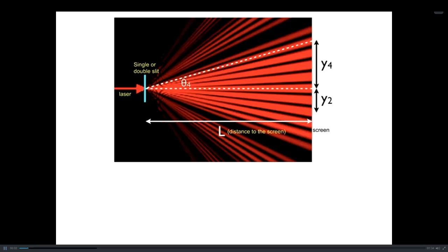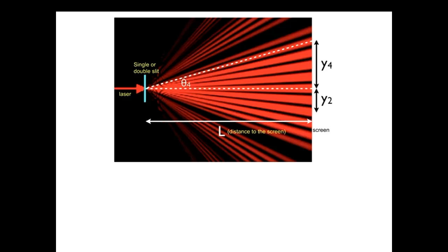As shown in this figure, let's use L to denote the distance from the double slit to the screen, and Y_m to denote the distance from the central bright spot on the screen to the m-th bright spot. So for instance, Y4 is the distance from the center of the pattern to one of the m equals 4 bright spots on the screen. If the angle is small, say 10 degrees or less, we can use the approximation sine theta is approximately equal to tangent theta.